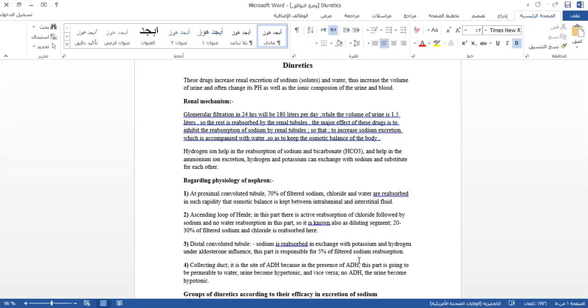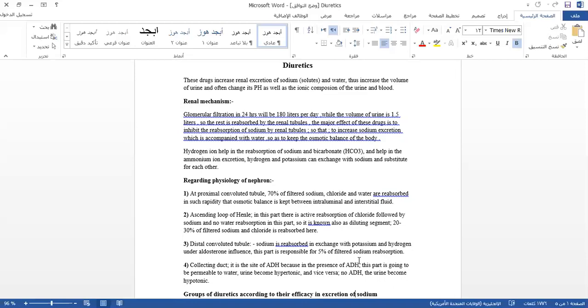Hydrogen and potassium can exchange with sodium, and we will notice this in the distal convoluted tubule. That means hydrogen and potassium are excreted and enhance the absorption of sodium, or vice versa, according to the body's needs. Excretion of sodium occurs with keeping of potassium and hydrogen ion. As we say, in the distal convoluted tubule, according to the body's needs and under hormonal influence, as we will see in the lecture.